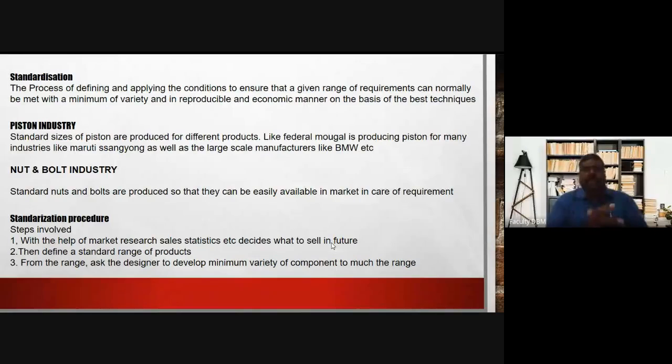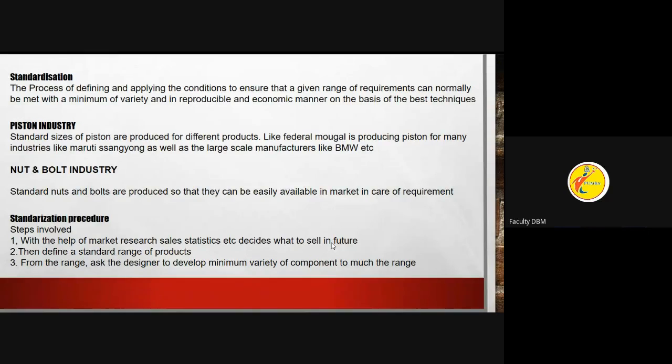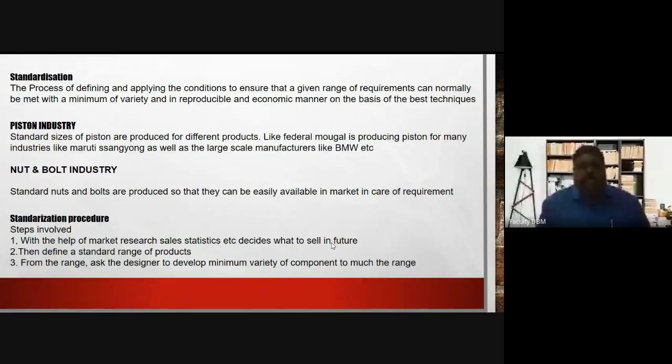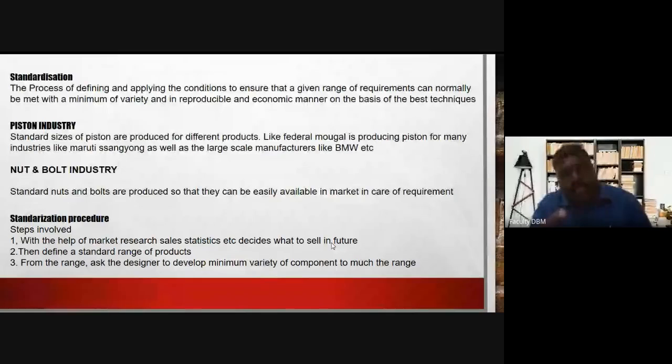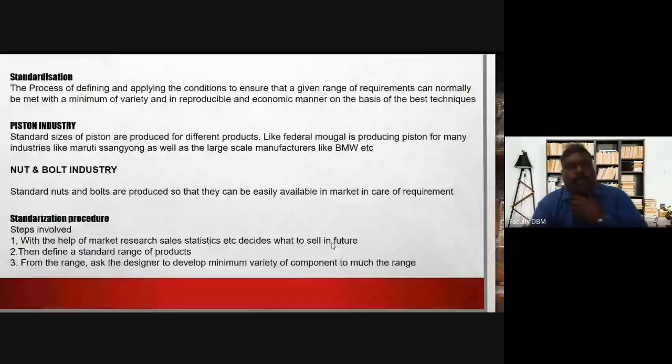So standardizing the things means, if I am going to have the particular range of products and the stock, if you are going to meet 80% of stock, that is standardized. And some people think if I maintain 95%, it is standardized. According to our company, 100% of material should be there, then it is standard. So it is the way how a company or a person is going to define particular conditions, applying conditions to ensure that a given range of requirements can normally be met within a minimum of variety.